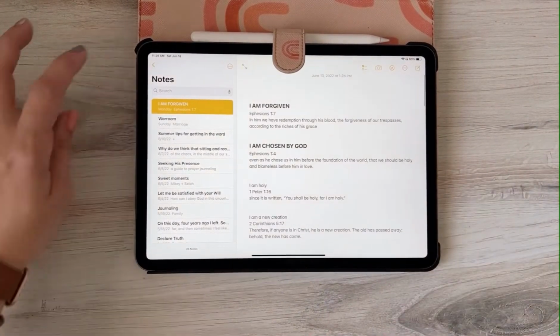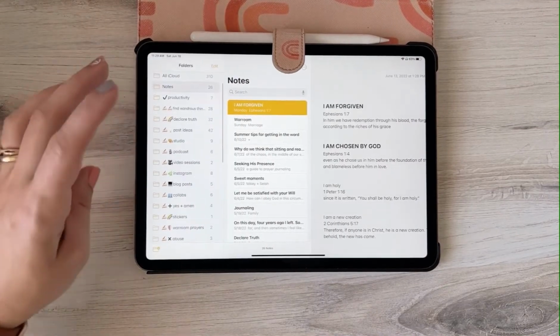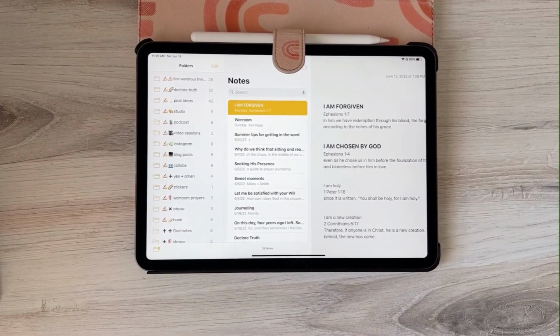Anyways, that is how I organize my notes. I absolutely love it. It's really helpful for me to be able to keep everything in one place. I have a lot, but as you can see, I do use them a lot. I hope that's helpful. If you have any questions, let me know.